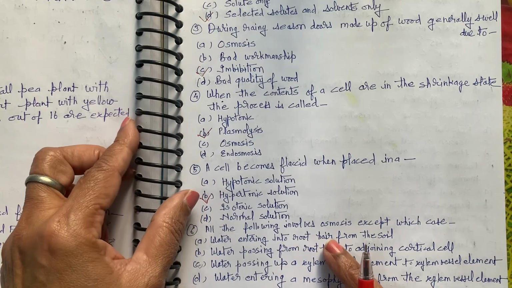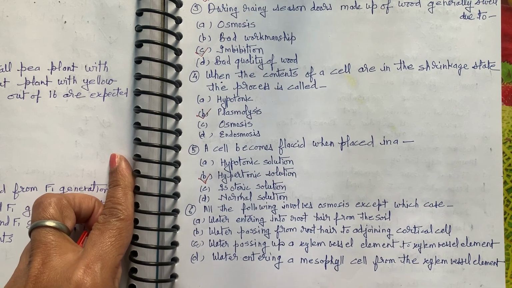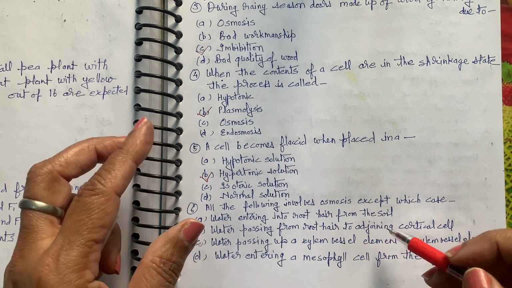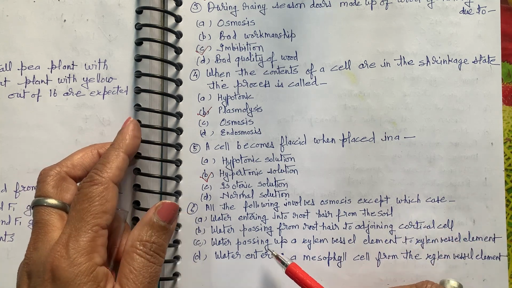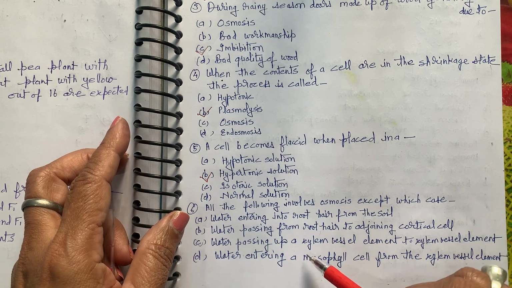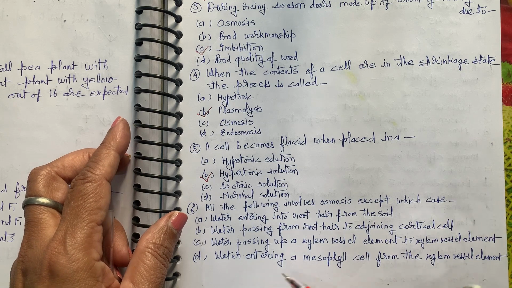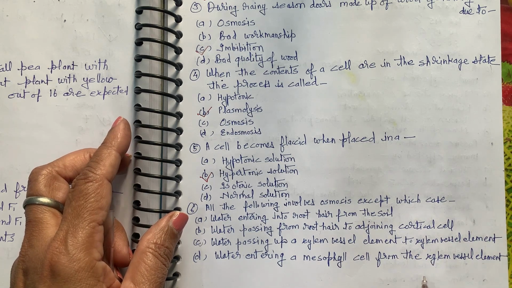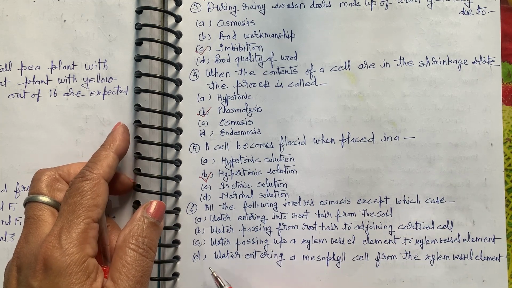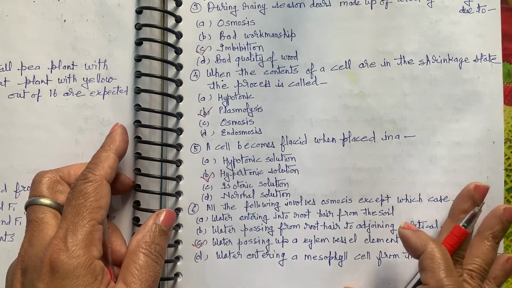All the following involves osmosis except which case? First, water entering the root hair from the soil. Second option, water passing from root hair to adjoining cortical cell. Water passing up a xylem vessel element to xylem vessel element. Water entering a mesophyll cell from the xylem vessel element. The correct option is water passing up a xylem vessel element to a xylem vessel element.